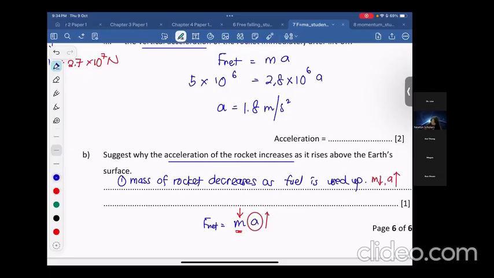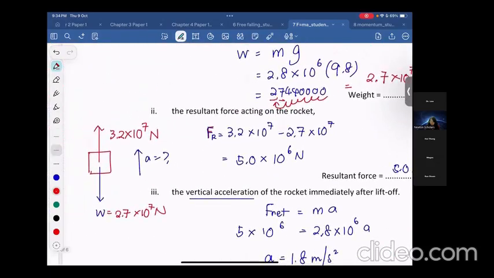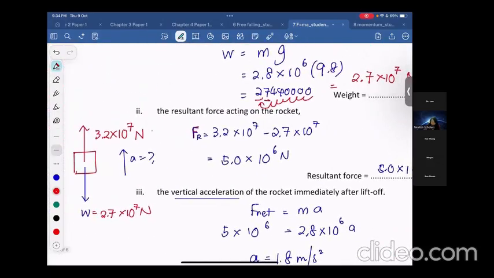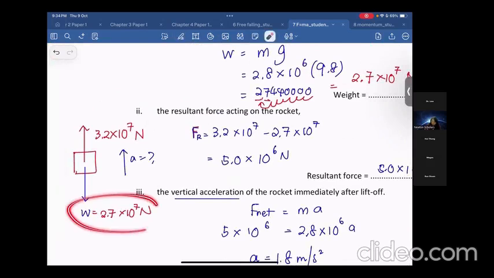Second reason, you can think about the net force. If your acceleration increases, one of the reasons is because your net force increases. Net force is the forward force minus your weight. Just now we said the weight decreases, so your net force also increases. This is one of the reasons.